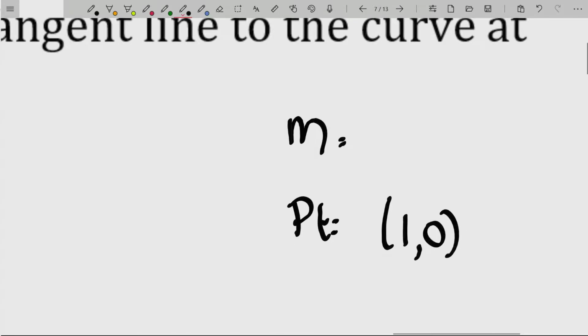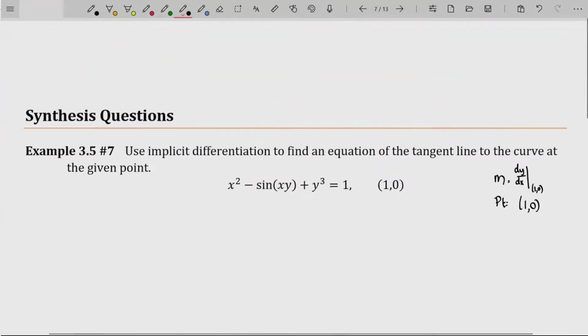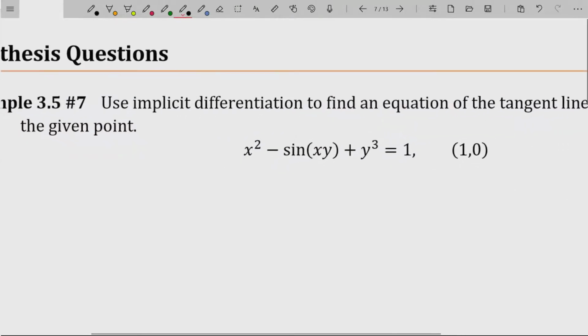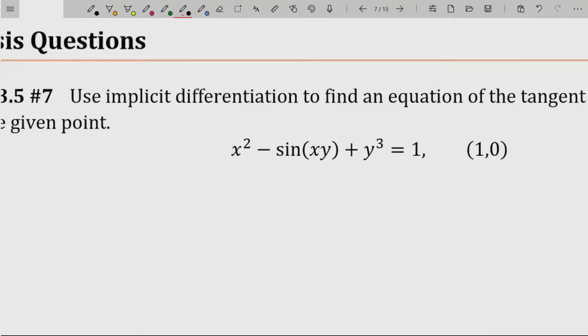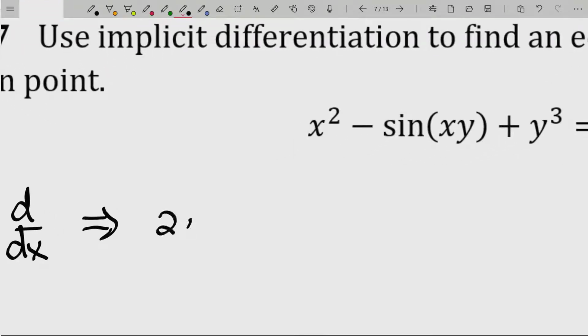I'll denote that slope at that point as dy/dx at the point (1, 0). We want the slope at that point. Once we have that, we have the equation of the tangent line. So let's go ahead and find out what dy/dx is. Taking the derivative of both sides with respect to x. And this time, since we've already gone through the mechanical video, I'll speed up only slightly. The derivative of x squared is, well, 2x.